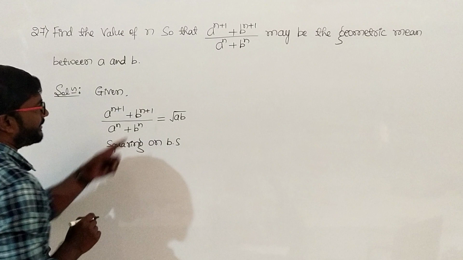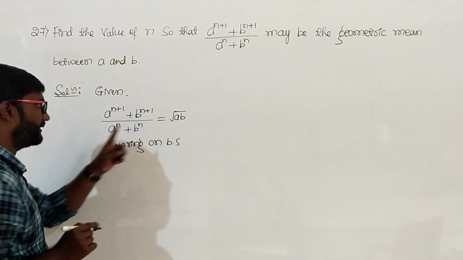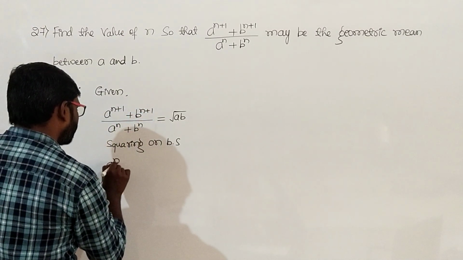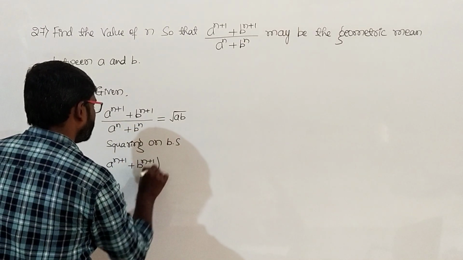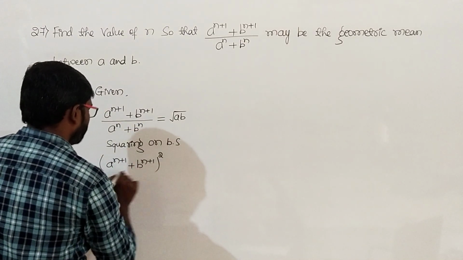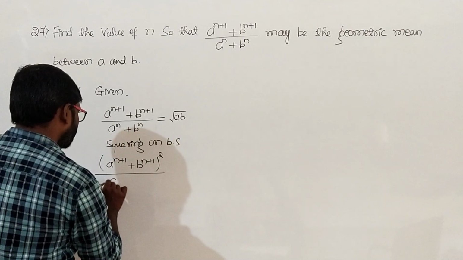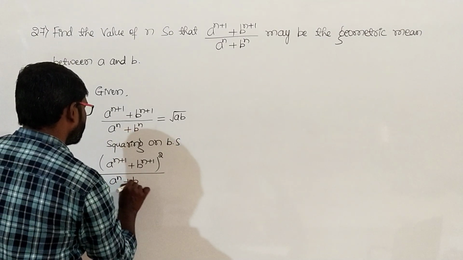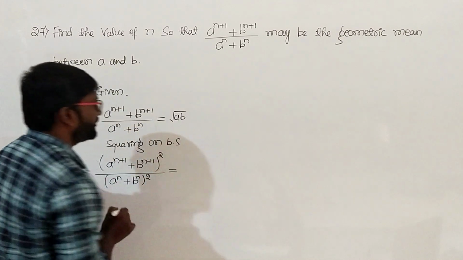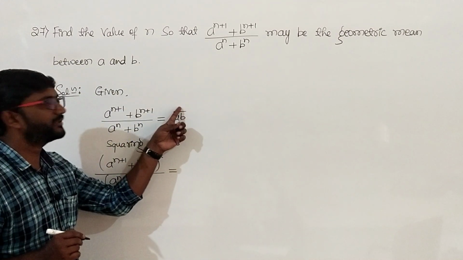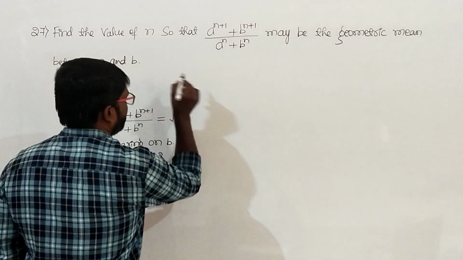So the square applies to the numerator as well as to the denominator. a to the power n plus 1 plus b to the power n plus 1, the whole square, then divided by a raised to n plus b raised to n, the whole square, which is equal to... if we square here, square and root get cancelled, we get only root ab.